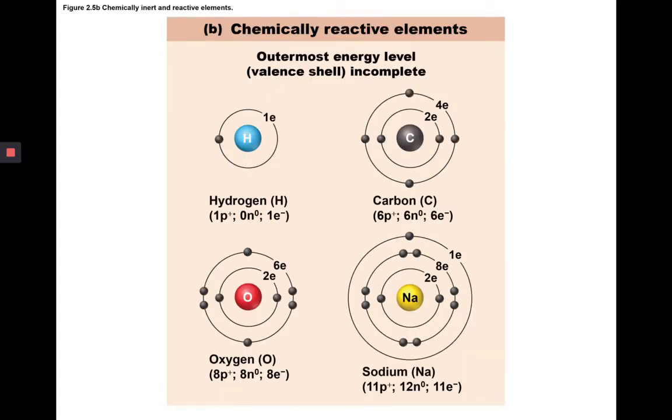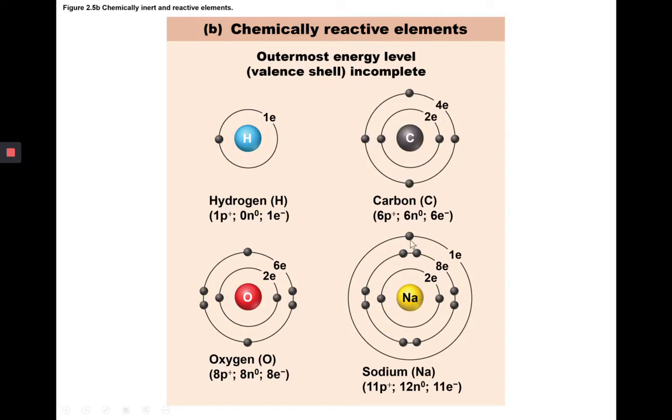But most atoms are actually chemically reactive. They want to gain, lose, or share electrons. For example, hydrogen would like an extra electron, since it has 1 in the first valence shell. Carbon would like 4 more electrons. And oxygen over here would like 2 more. Or oxygen could get rid of these 6 electrons, but that might be difficult.